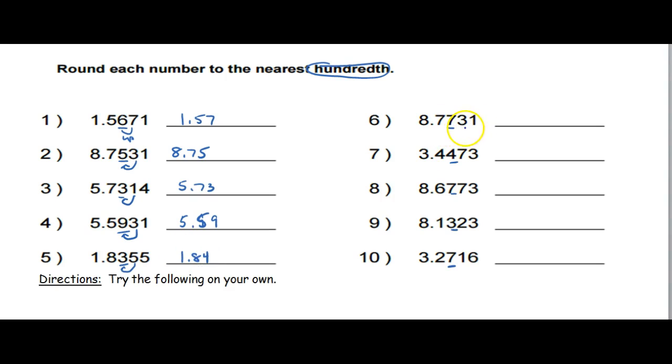1.84. The 3 tells me to round down, so that 7 will stay the same, 8.77. The 7 tells me to round up to 3.45. The 7 tells me to round up, so that would become 8.68. Remember, when you round up, you add 1 to the place value you're rounding to. The 2 tells me to round down, so that 3 stays the same. The 1 tells me to round down, and that would stay 3.27.